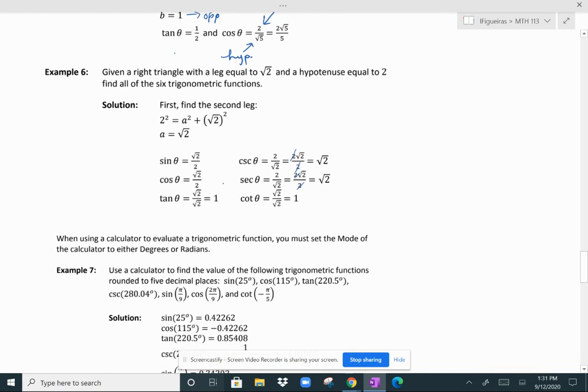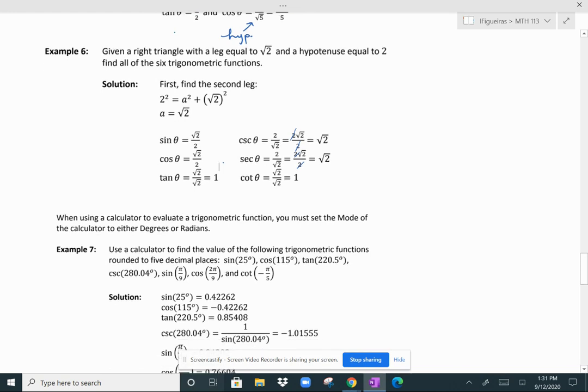Okay, so sometimes you do need a calculator to evaluate a trigonometric function. And you have to make sure that your mode is set appropriately to either degrees or radians, depending on what you're trying to evaluate. So we're going to use a calculator to find the values of the following trigonometric functions. We're going to round to 5 decimal places. All right, so first few, you need to be in degree mode.